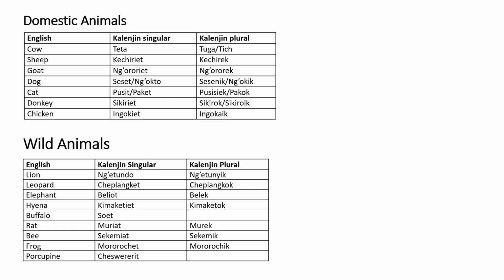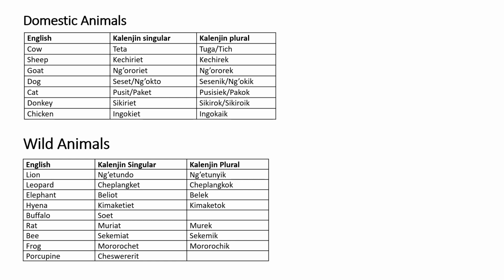So the first one is lion, ngetundo. If the many is ngetunik. Leopard is cheblanget. If there are many, cheblangok. Elephant, beliot. If there are many, peleg. Hyena, kimagetiet. If there are many, kimagetok.